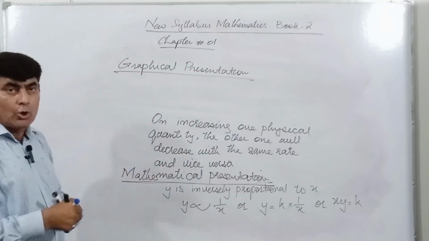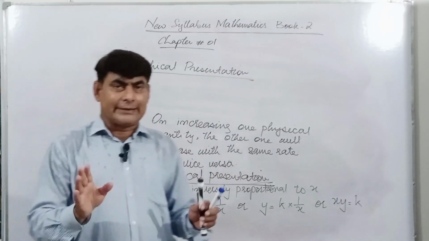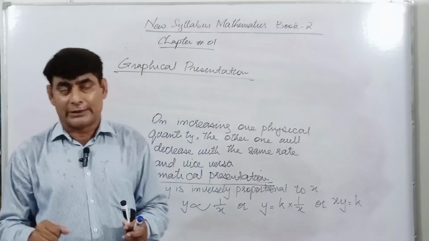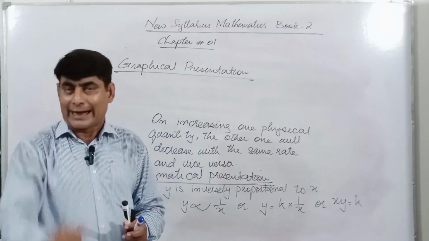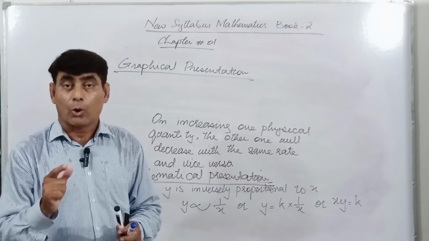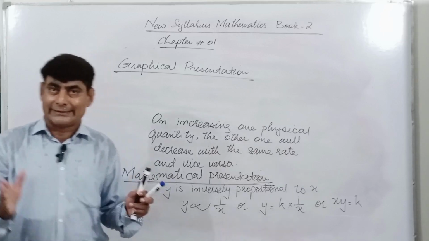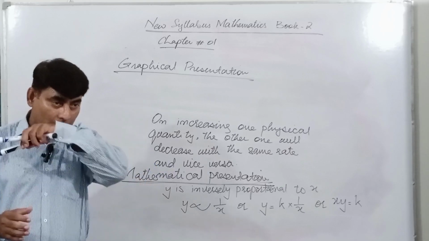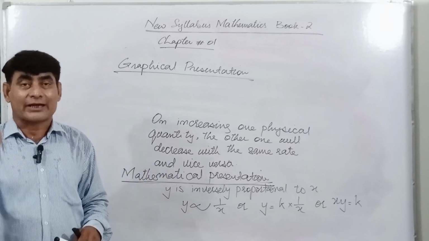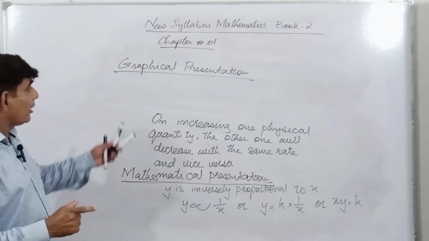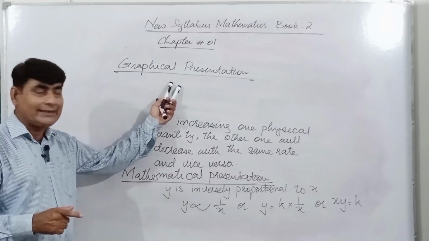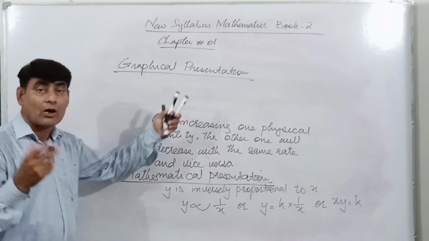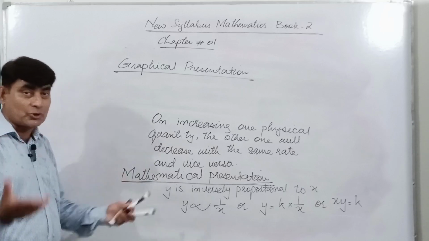Graphical presentation. In case of direct proportionality, we have a straight line generating from the origin. This is the graphical presentation of direct proportionality. But right now, I'm going to write the graphical presentation of inverse proportionality.